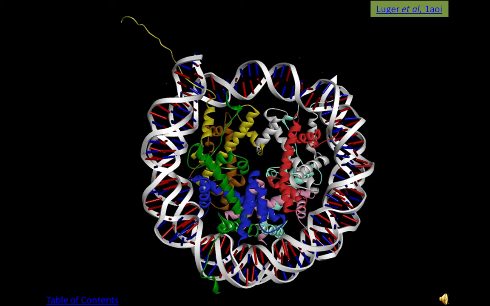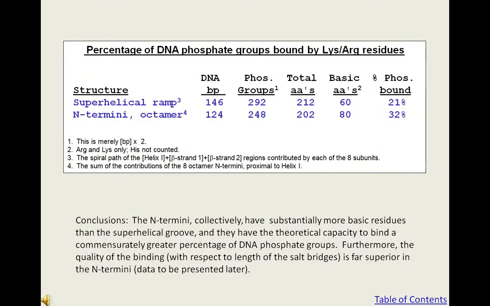This was also discussed in great detail in part 1 of this series, and if you haven't seen that, I again strongly recommend that you do so before proceeding. For now, however, let's look at the number of potentially DNA-binding salt bridges in the N-termini versus the number in the superhelical ramp. Here's a table showing the positive charge counts.